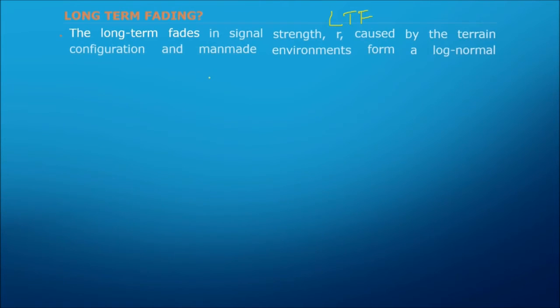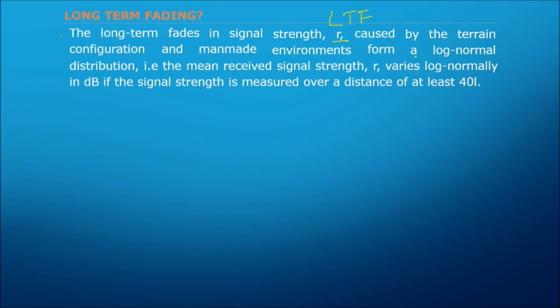What is long-term fading? Long-term fades in signal strength are caused by the terrain configuration and man-made environments, and form a log-normal distribution with respect to the terrain configuration in the man-made environment. That is the mean received signal strength. It varies normally in dB if the signal strength is measured over a certain distance.